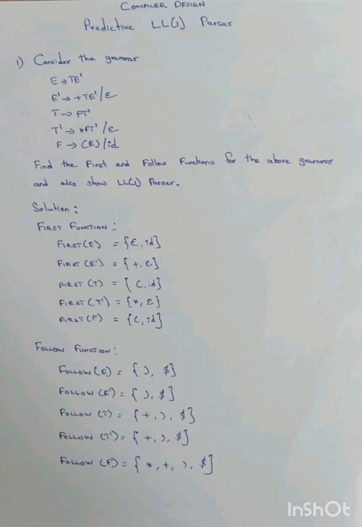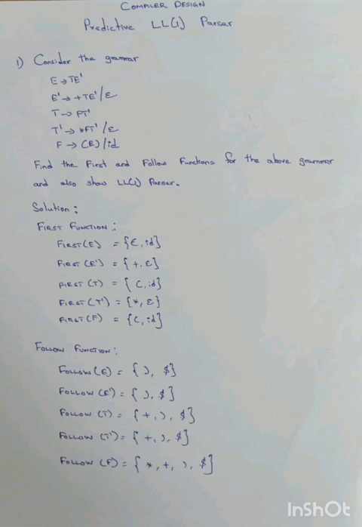Here, LL1 stands for: the first L means the input is scanned from left to right, and the second L means it uses the leftmost derivation for an input string, and the number 1 stands for the input symbol, meaning only one input symbol is used as a lookahead to predict the parsing process. The data structures used by the LL1 parser are the input buffer, stack and parsing table.